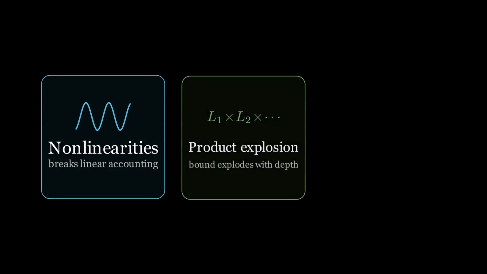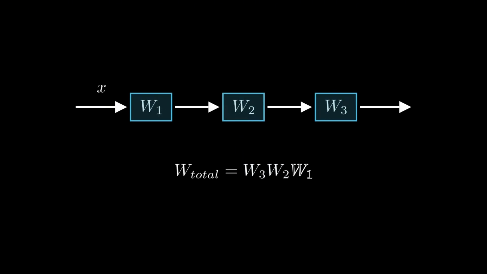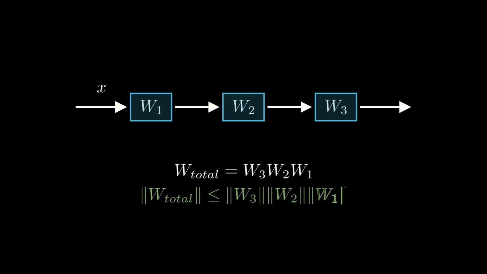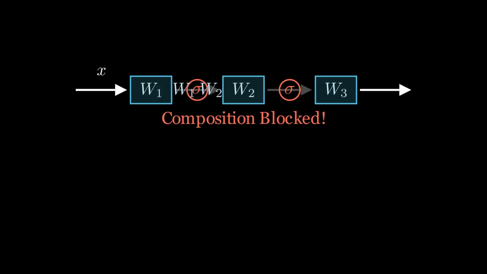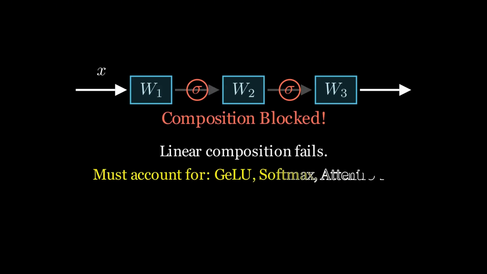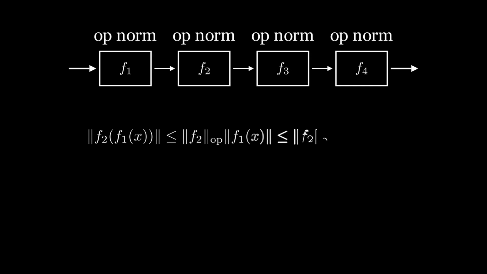In my opinion, this story is incomplete due to several issues. First, the nonlinear layers break the linear layer only Lipschitz accounting. The recursive bound only composes operator norms for linear maps. But real networks include nonlinearities, such as GELU, softmax, and normalization. Second, even if you assume your nonlinearities are Lipschitz, the composed bound quickly becomes extremely loose.